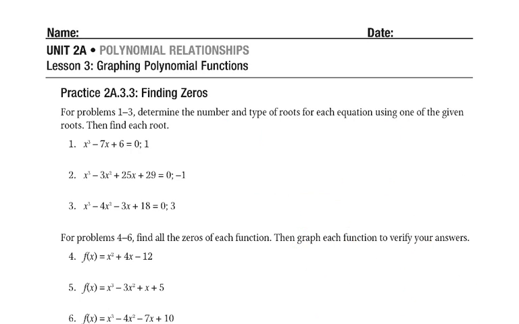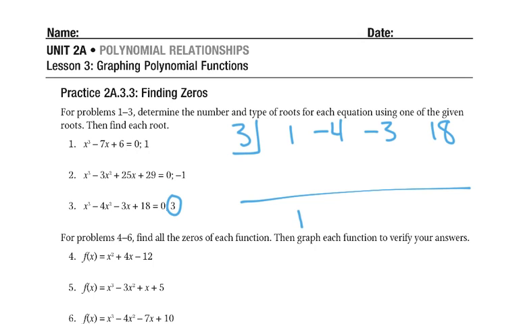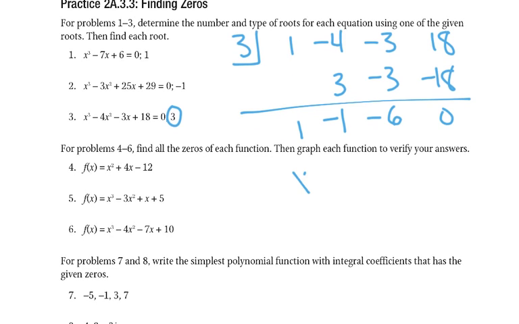Okay, number 3. So 3 here. Synthetic division: 1, negative 4, negative 3, and 18. Bring down the 1. 3, add it, negative 1. Negative 3, add it, negative 6. Negative 18, add it, 0. So we get x squared minus x minus 6.